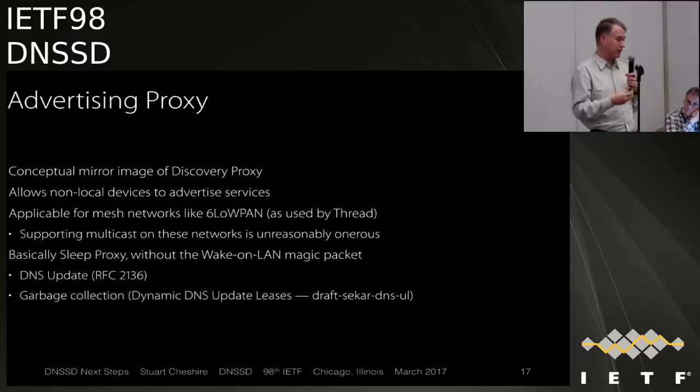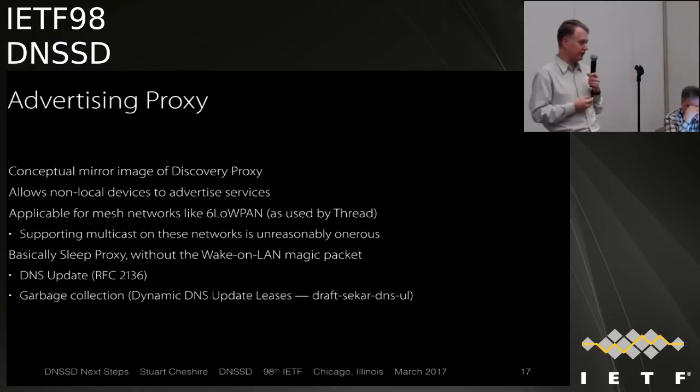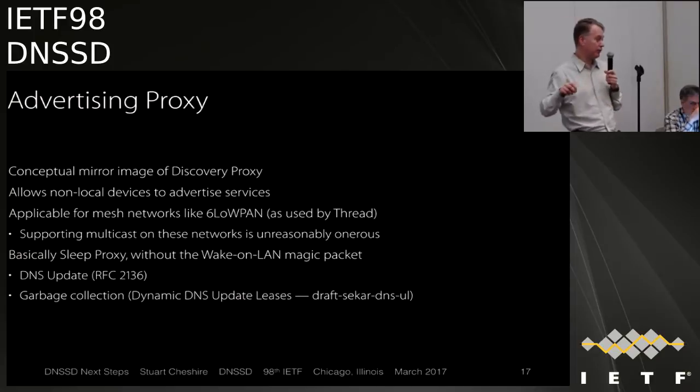And the natural counterpart to that is an advertising proxy. And again, the motivation for this, the inspiration, came out of thinking about mesh networks. You have a device on the mesh network. It's not on your home LAN. It's not on what we might think of as the core network, the Ethernet or the Wi-Fi segment where multicast and broadcast work. It's 3 hops away in the mesh, and it can't directly participate in that. But it might have services that are useful and are reachable by unicast.